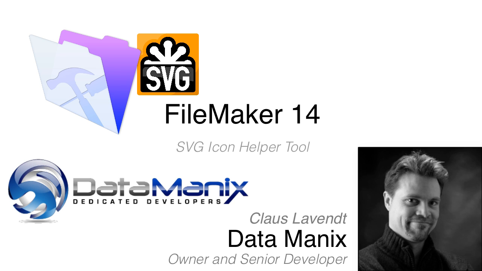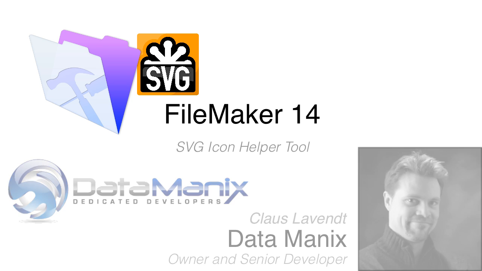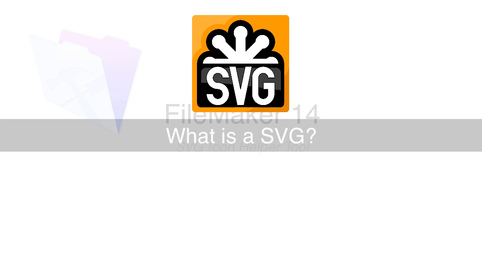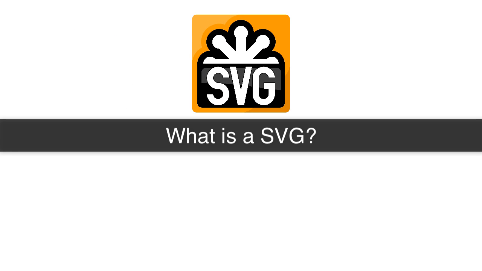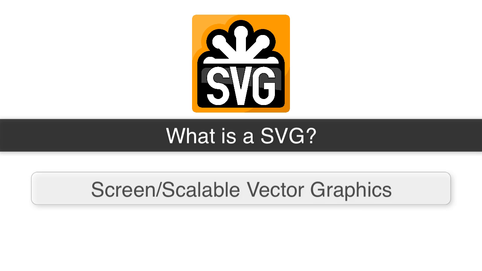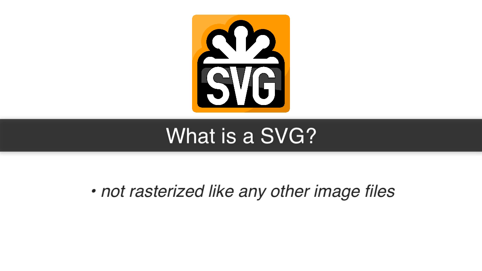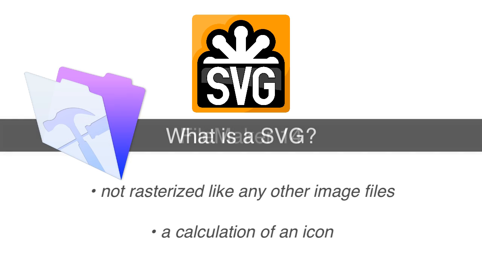And you've got what appears to be a potentially awesome video here because a lot of people need to know about SVG and FileMaker 14 and icons and stuff. And what's all that about? I guess we should start with what is this? SVG files is scalable vector graphics. The really cool thing about SVG files is that they are not rasterized like a PNG or any other image format. So the great thing is that it's really just a calculation of an icon. And that's why FileMaker has chosen that format for the new icons feature within FileMaker 14.